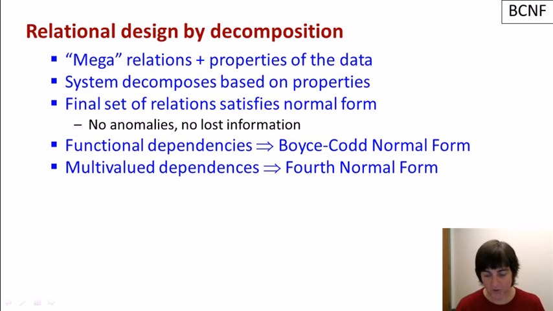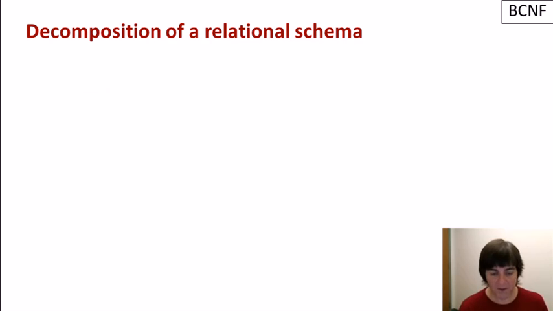Functional dependencies are used to create relations in Boyce-Codd normal form, and multi-value dependencies are used to create relations in fourth normal form. This video talks about the process of using functional dependencies to create relations in Boyce-Codd normal form. Let's start by defining what it means to do a decomposition of a relational schema.